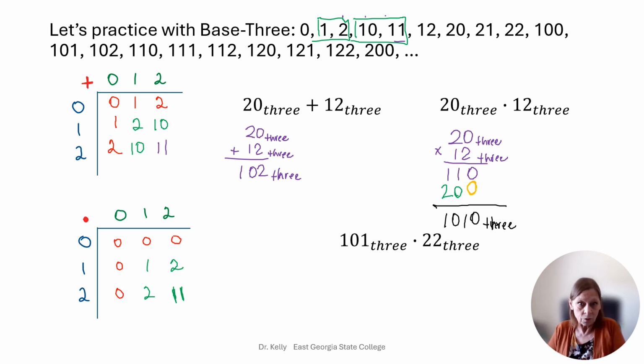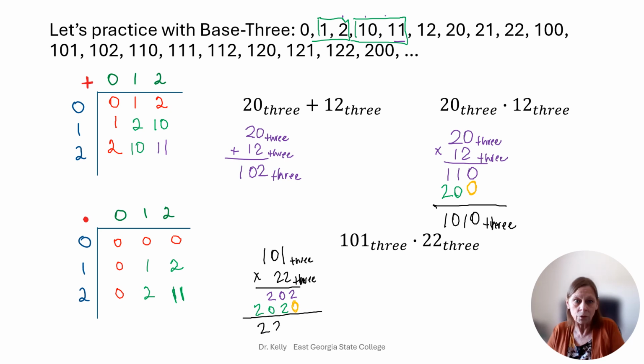Let's do this final one. 101 base 3 times 22 base 3. So 2 times 1 is 2. 2 times 0 is 0. 2 times 1 is 2. Putting in our placeholder here. And hit up this next. 2 times 1 is 2. 2 times 0 is 0. 2 times 1 is 2. And it looks like 2, 2, 2, 2 base 3 is the solution. Okay.